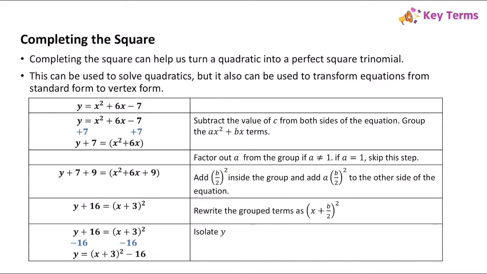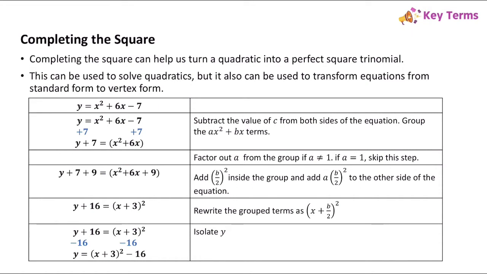Although you use this to solve quadratics, we can also use it to transform from standard form to vertex form. To use this method, you're going to start off by subtracting c from both sides of the equation. In this case, c is negative, so I'm going to do the opposite. I'm going to add 7 to both sides. Then you're going to have y plus 7, and on the right side, I'm going to group that ax squared and bx term. From this group, you're going to factor out a if a is not equal to 1. In this case, a is equal to 1, so I can just skip this step for now.